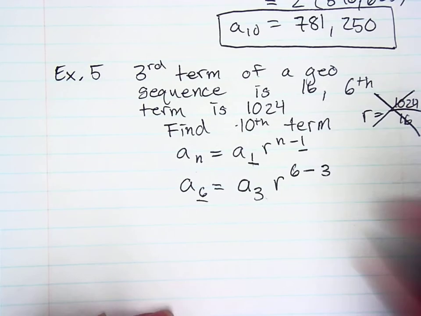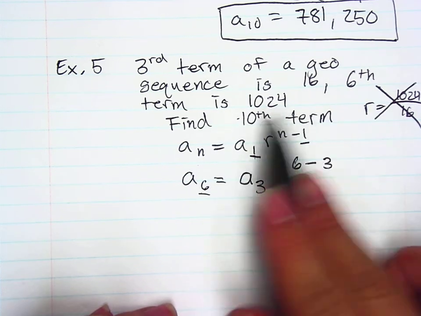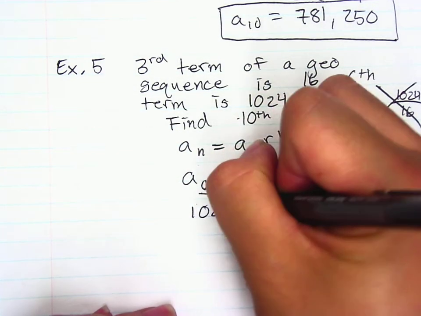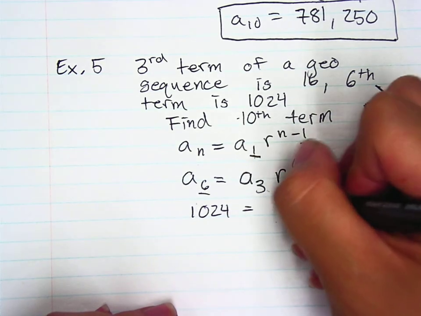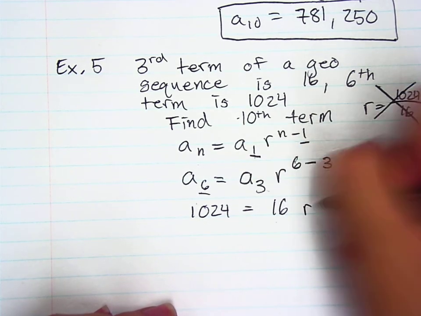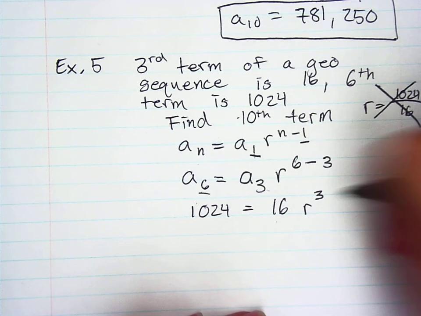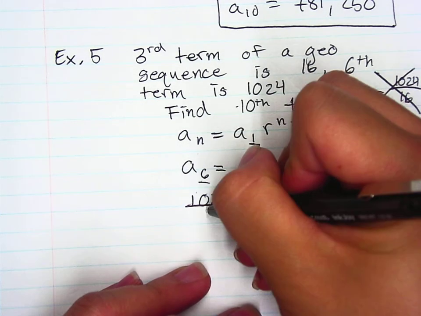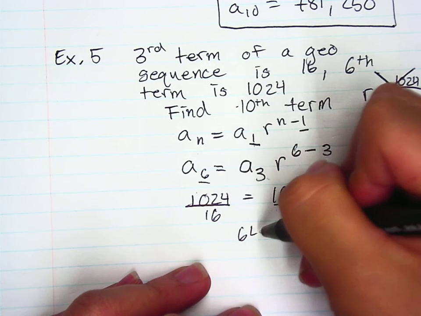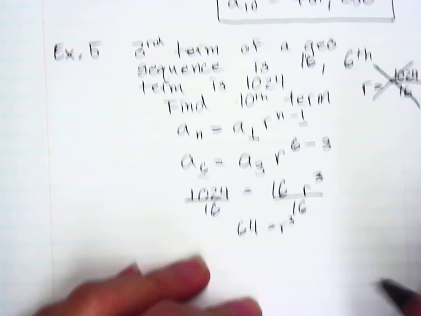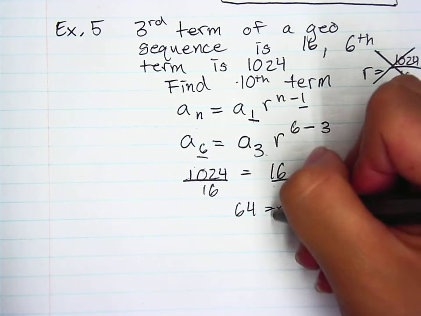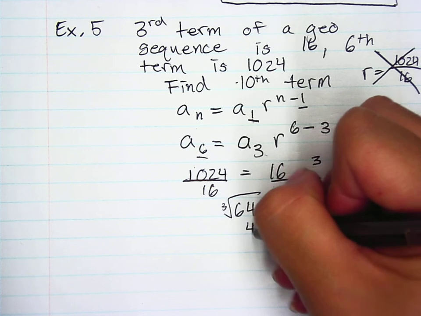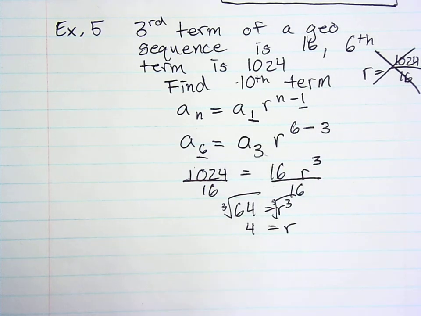Okay? So now I get to substitute these numbers in. So the 6th term is 1024. The third term was 16. R stays the same because that's what I'm looking for, and it's r to the third. So some algebra 1 here. We're going to divide both sides. I get 64 is equal to r to the third. I take the cube root of both sides. So I find out that 4 is my ratio.